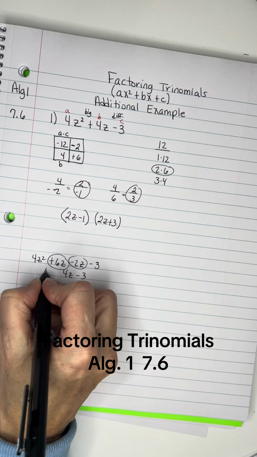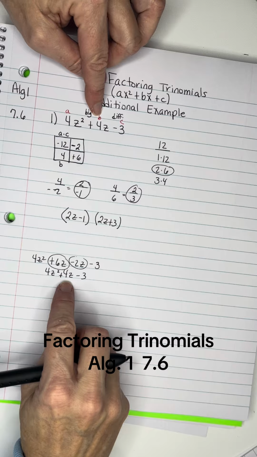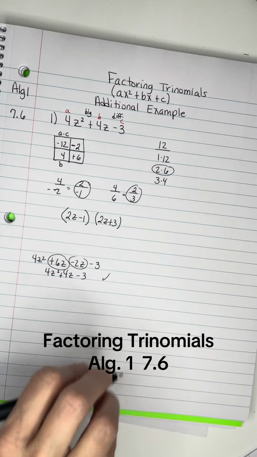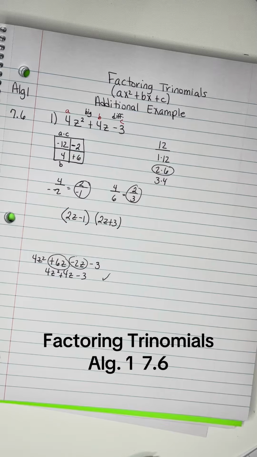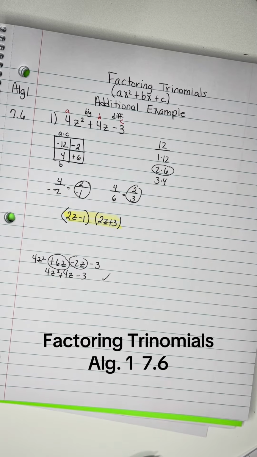I'm going to write the rest of the problem down. And then I go back and check it. Everything is correct. The check worked. So that means that if I factored that trinomial, this would be my solution.